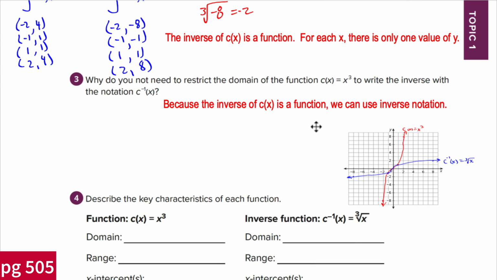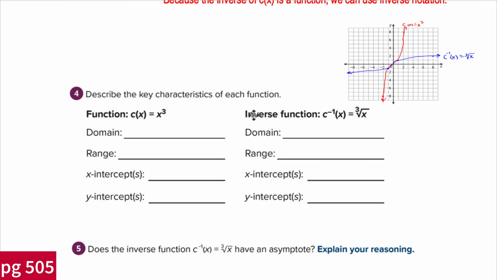And then why don't we have to restrict the domain to write the inverse with a notation? Okay, look at the domain here. We don't have to cut any of that off. This is a function. So because the inverse is a function, we can use inverse notation. If you remember, that's called invertible. That came from lesson 1. So this function is invertible, which means the inverse is a function. Very cool. So let's look at number 4.